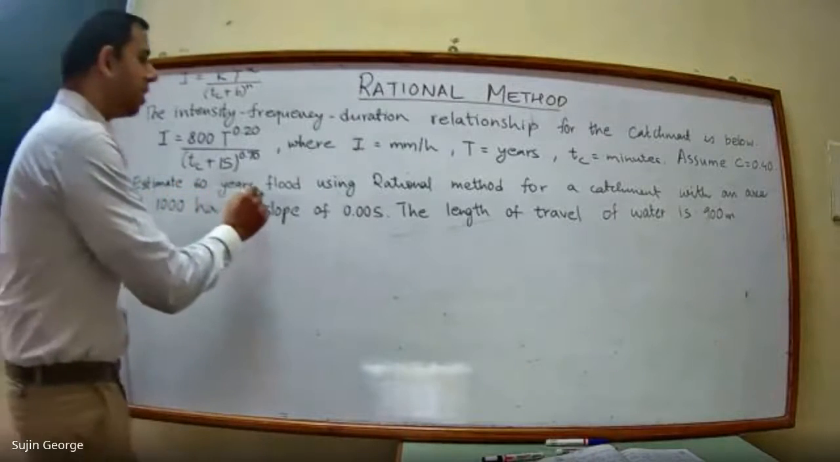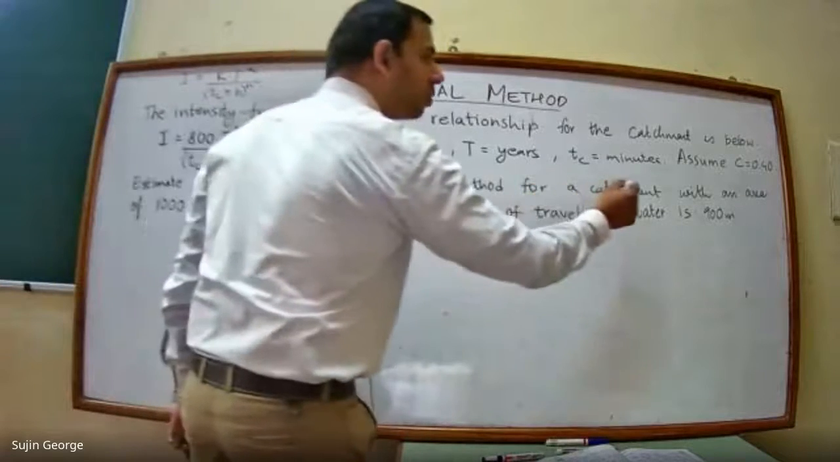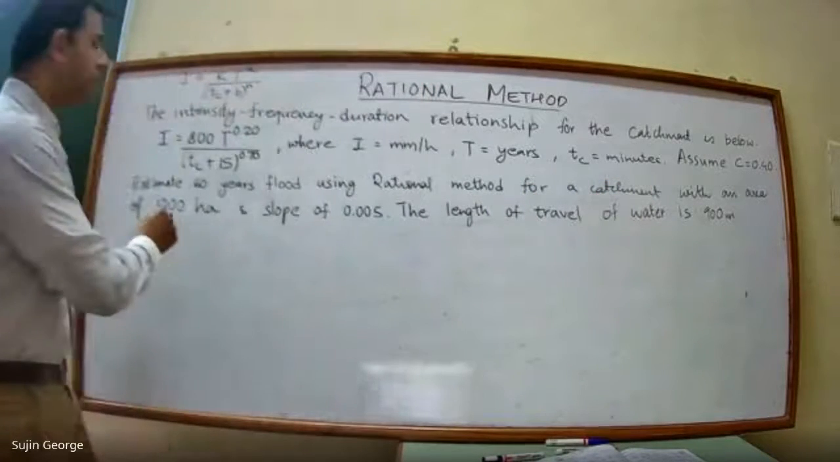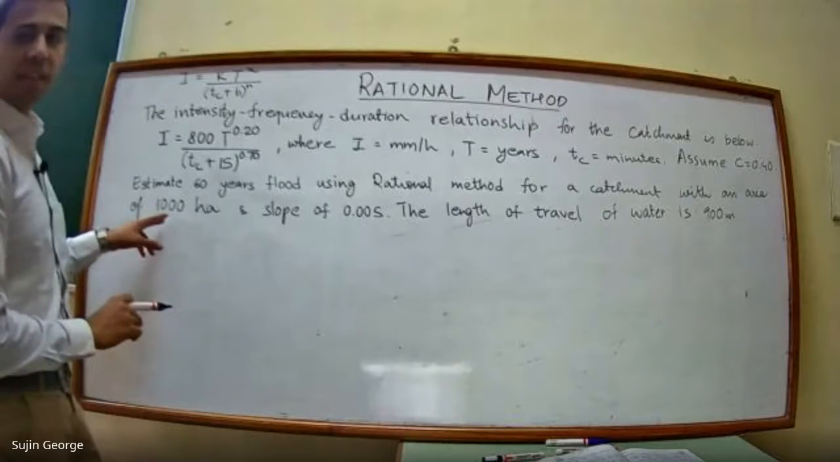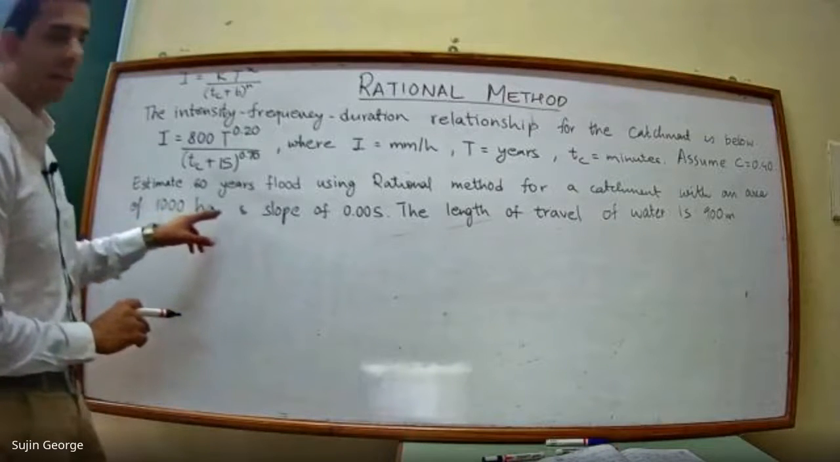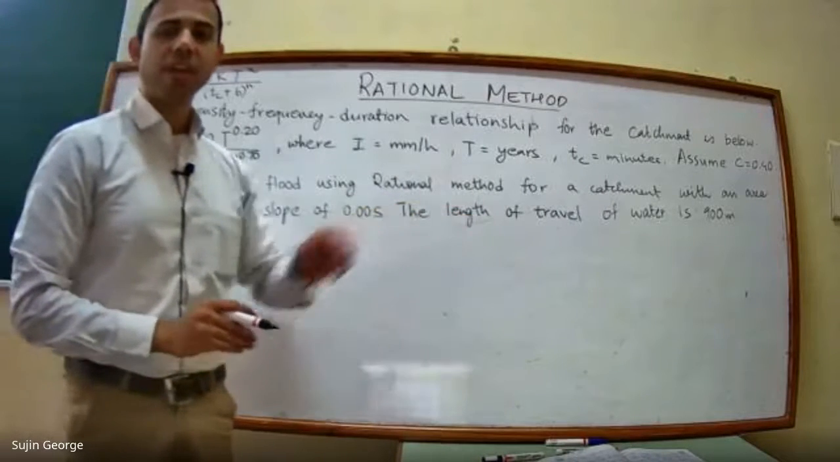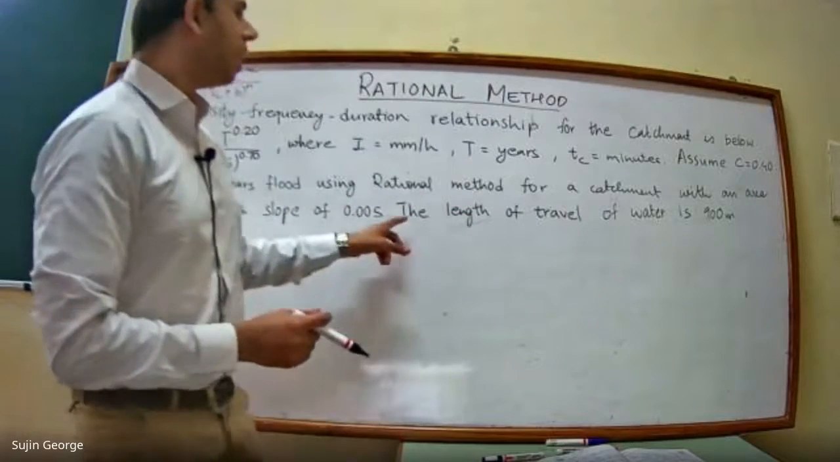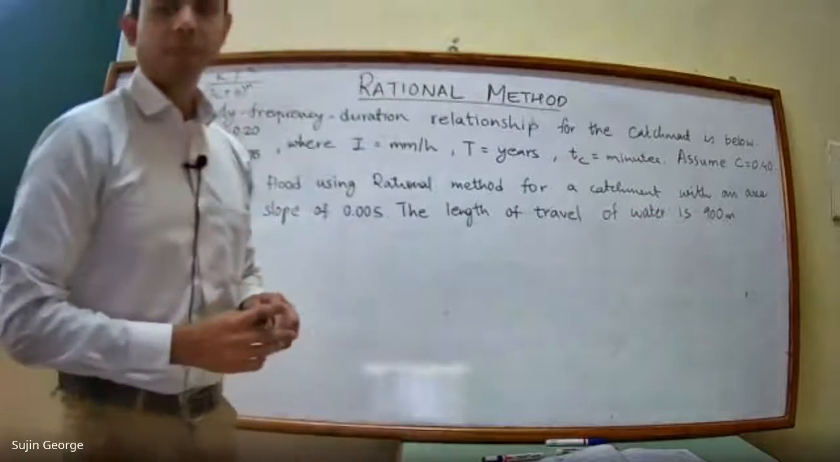Estimate 60 years flood using rational method for a catchment with an area of 1000 hectares. The area of the catchment is given as 1000 hectares and slope of 0.005. The length of travel of water is 900 meters.